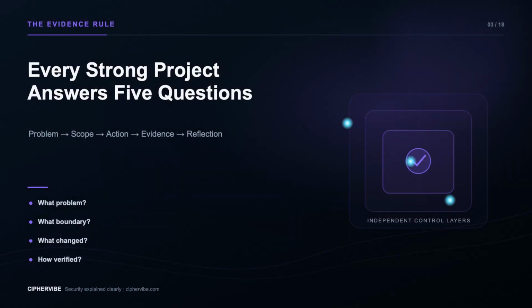Use this 5-part evidence rule. State the problem. Define the authorized scope. Explain your action. Show evidence that the result changed. Then reflect on one limitation or next step. Our fictional candidate Maya will apply this rule to synthetic data only. No public system is scanned, attacked, or modified.